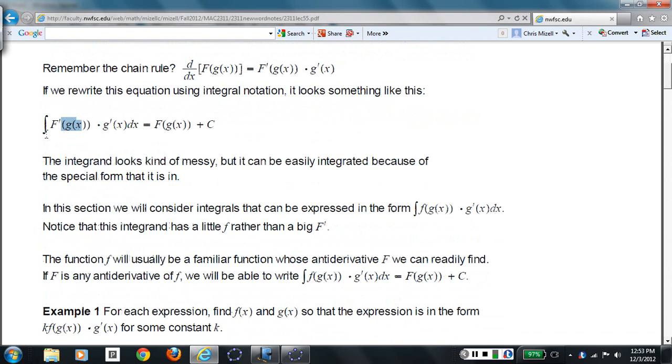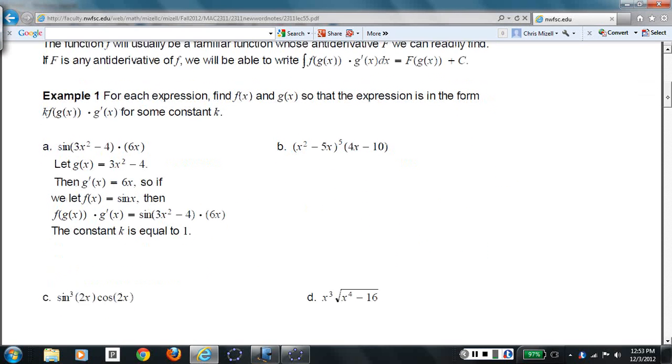Now, it doesn't have to be in the form big F prime. It can just be some function little f, just so long as eventually we can figure out what is an antiderivative for little f. If we know the antiderivative for little f after writing in this form, then we'll be able to come up with some integration.